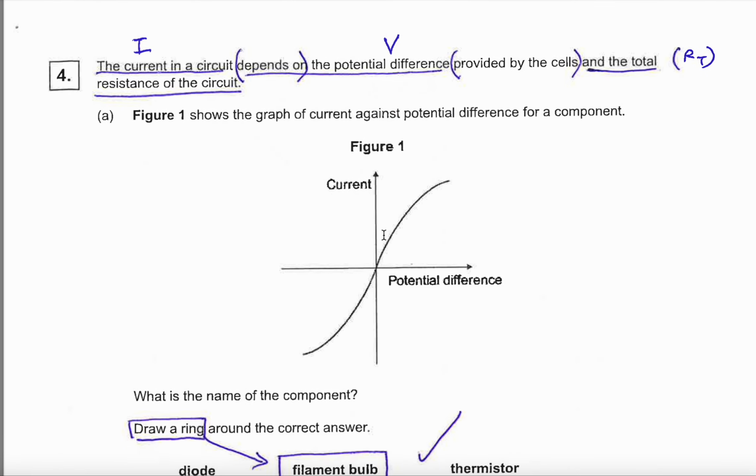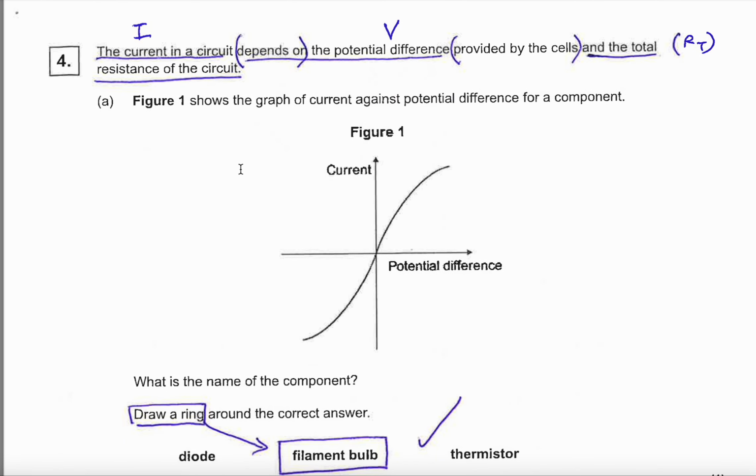Okay, question 4 is next. The current in a circuit depends on the potential difference V. So I, remember, is current. V is the potential difference provided by the cells, so I put that in brackets, and the total resistance, RT, the total resistance of the circuit.